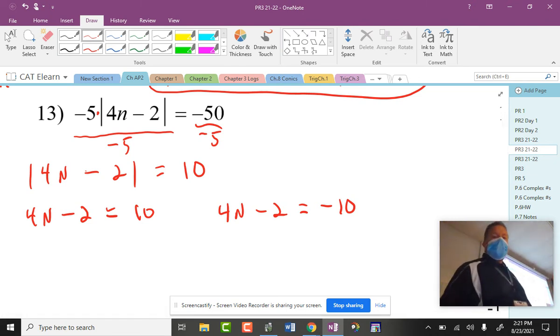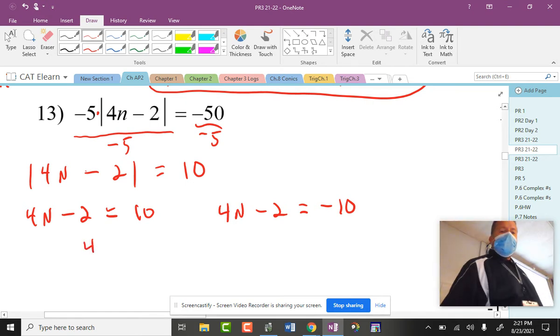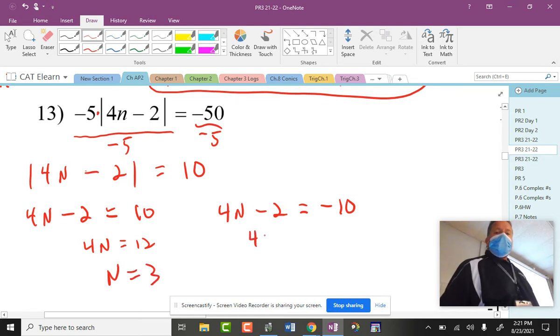Let's just be practical. Add 2, divide by 4. Add 2, divide by 4. And then we're going to check.